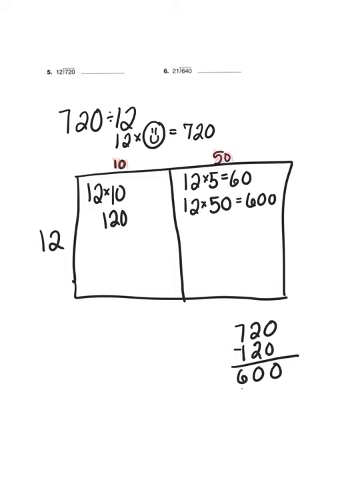So the question is, how much money did each of my friends get? Each of my friends got $60 because first I gave each friend $10 and then I gave them another $50.